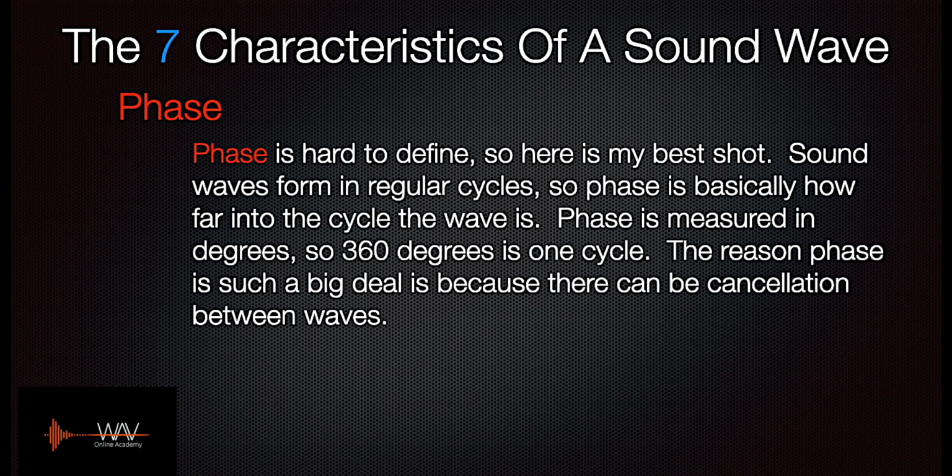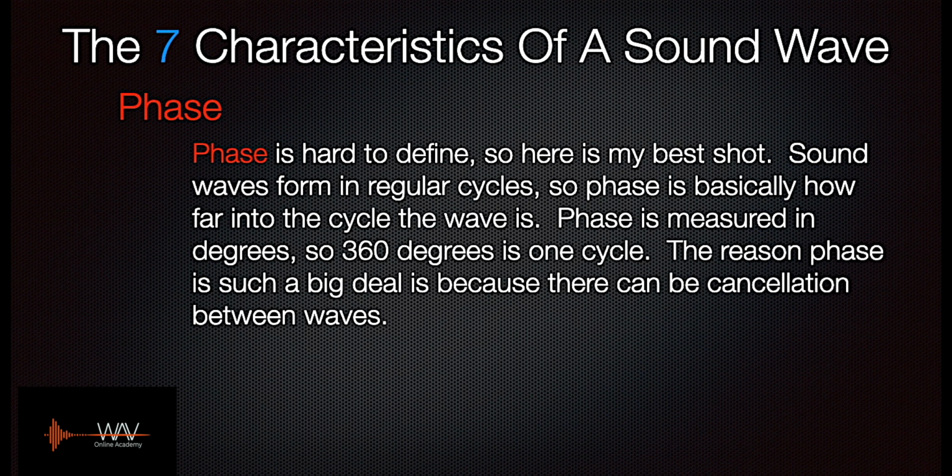Sound waves form in regular cycles, like we were talking about before, like 440, 880, whatever the cycle is. So phase is basically how far into that cycle the wave is. Phase is measured in degrees, so 360 degrees is one cycle. Now, if you think about that sine wave that I had earlier, the half circle and the half circle, if you put those two together, that's basically 360 degrees.